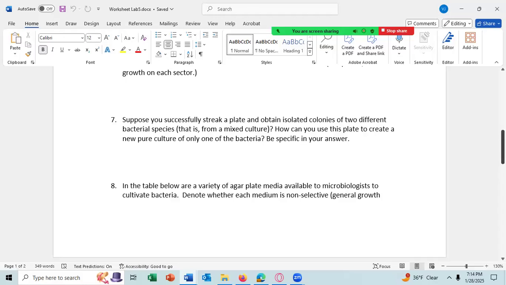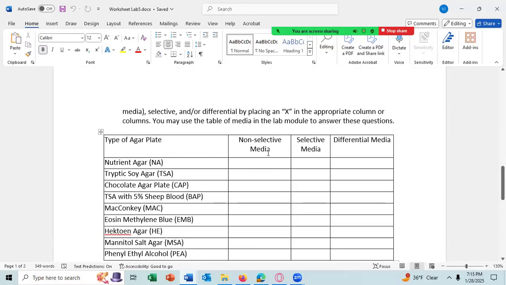All right, 8. In the table below are a variety of agar plate media available to microbiologists to cultivate bacteria. Note whether each medium is non-selective, selective, and/or a differential media by placing an X in the appropriate column or columns. You may use the table of media in the lab module to answer these questions.